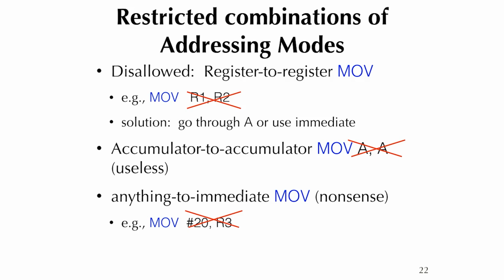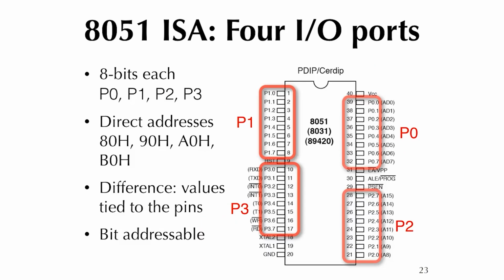Doesn't make sense, right? Okay, now the ports are P0, P1, P2, P3. They correspond to direct addresses 80, 90, A0, B0, all in hex. So you can move to P1, or you could move to 90 hex.